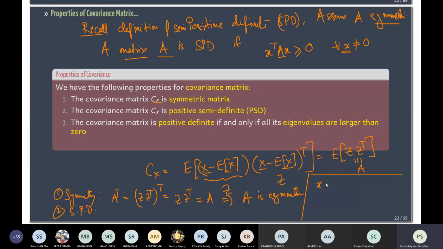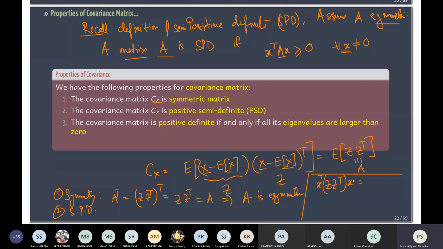So I multiply this with some non-zero x and Z transpose, like x transpose AX, right? Now, is there any guarantee that this has to be greater than or equal to 0? Then I can claim that Z transpose is actually positive definite. So how can I guarantee this? What do you suggest? Why is this going to be greater than or equal to 0?